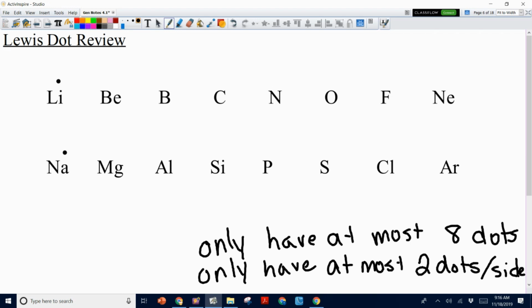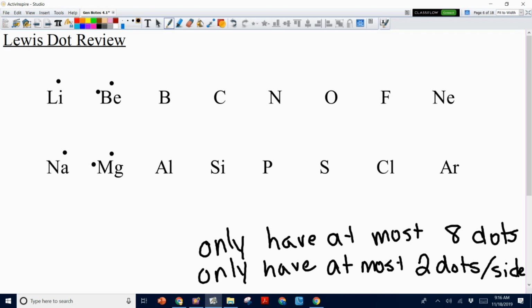That means it has 2 valence electrons. So we add 2 dots around beryllium and 2 dots around magnesium. Now again, I could have put both of those dots on the same side, or I could have put one on top and one on bottom. It doesn't matter.